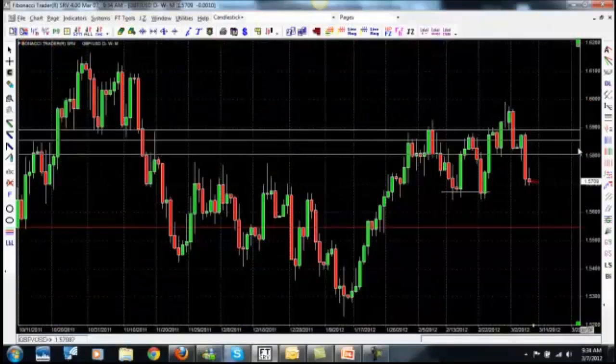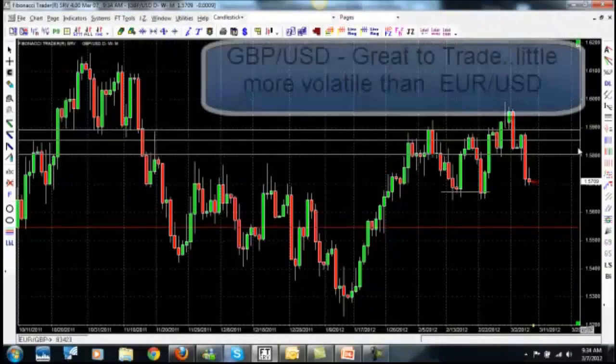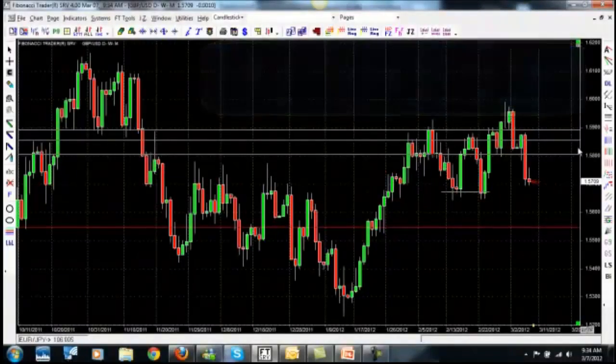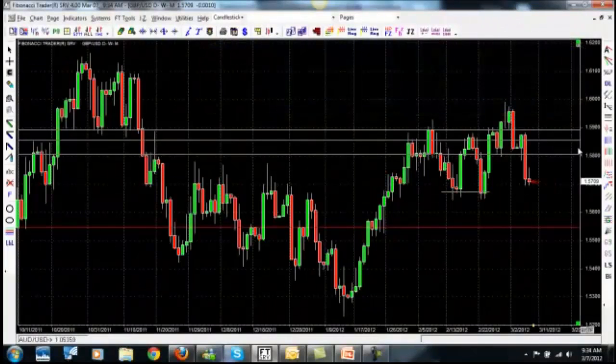Now here's a pair that I love, and this is the pound dollar. Now this currency pair moves usually in the same direction. So when the pound dollar is going down, the euro dollar is also usually going down. But this currency pair is a lot more volatile than the euro US dollar. So if you're just getting started, or if you haven't had a ton of success in Forex, I'm going to suggest you start with the euro, and once you get good at it, play with this.